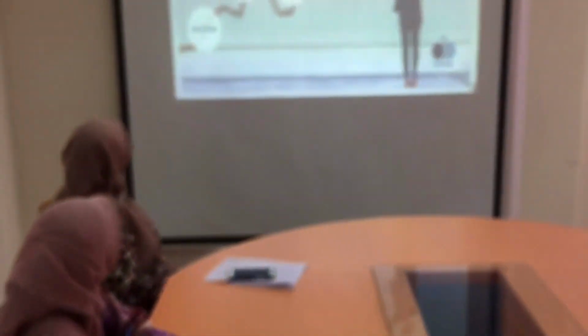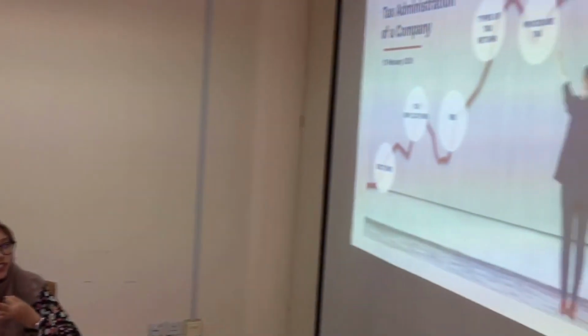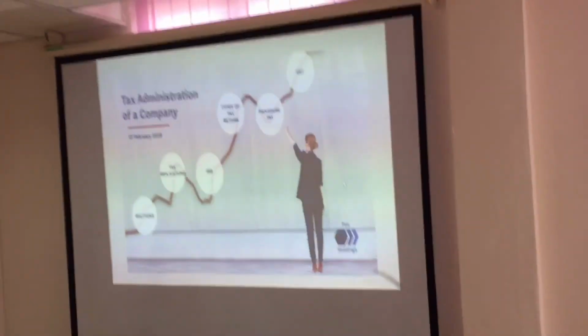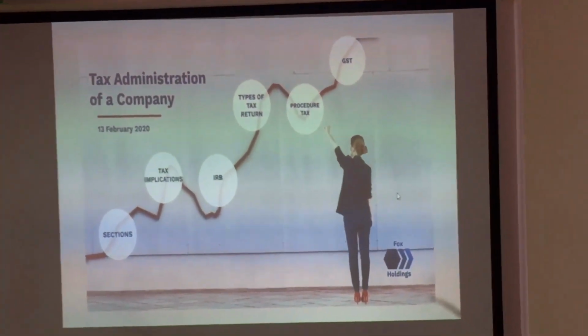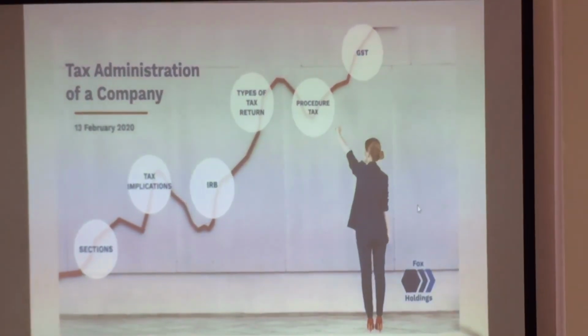Thank you, Mr. Afif. So overall, that is the last stage that we are going to discuss for the tax administration of the company. The first one was about the residency of the company in Malaysia and the tax implications. The third one is IRB practices, types of tax return and procedure of tax, and the last one is GST. So that's all that we have discussed today. I think that's all for our meeting today. Okay, thank you.